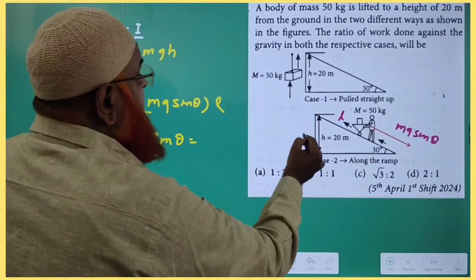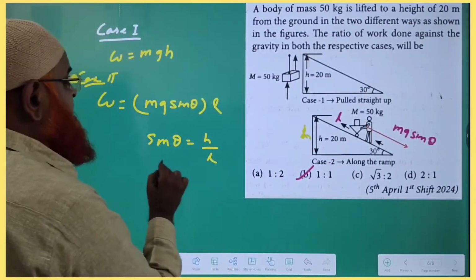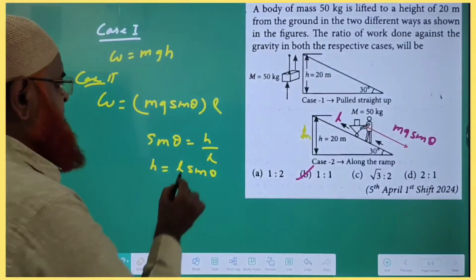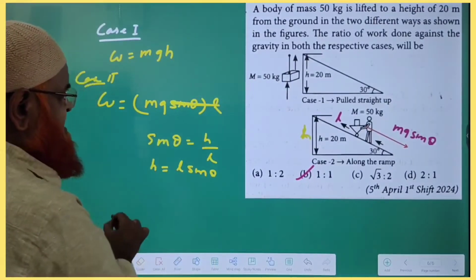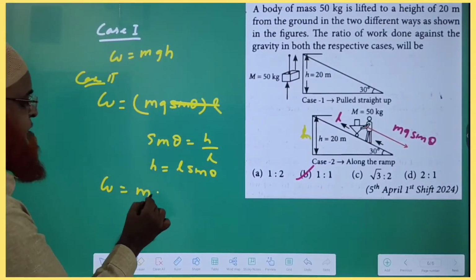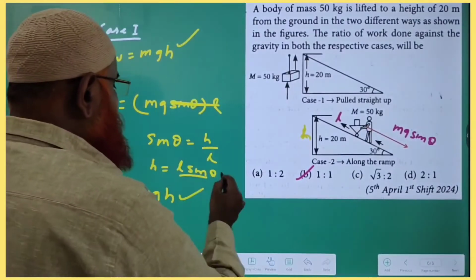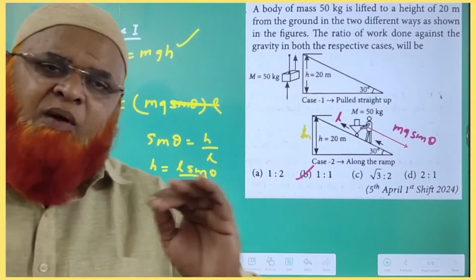But you should know one thing here. Sine theta is nothing but opposite side h over hypotenuse L. That means h is equal to L sine theta. So instead of L sine theta, directly I can write mgh, because L sine theta is h. So in both cases it is mgh. No need to solve, you can directly tell this.